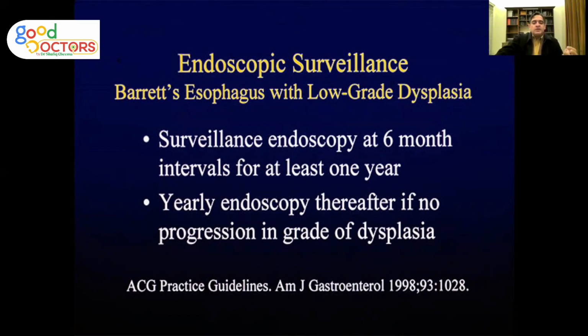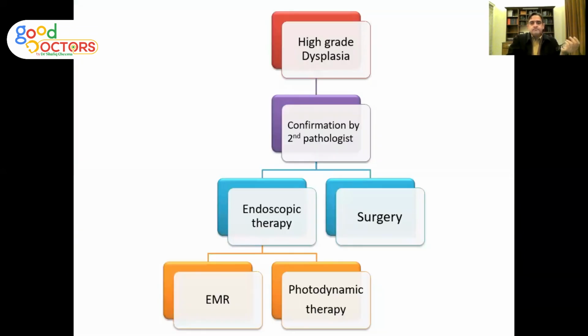Now with the availability of a lot of endoscopic ways of resecting the Barrett's and getting this dysplastic area out, people have started opting for definitive treatment even in patients with low-grade dysplasia. And for high-grade dysplasia, you need to proceed for intervention, either surgery or endoscopic intervention. If high-grade dysplasia, you will confirm it with a second pathologist. You will opt for either endoscopic therapy that includes endoscopic mucosal resection or photodynamic therapy, or you will go for the surgery.